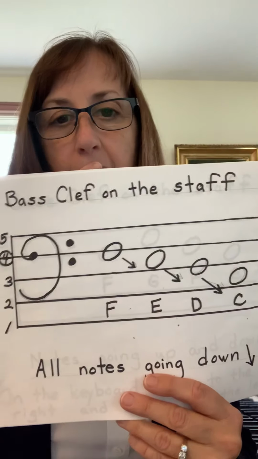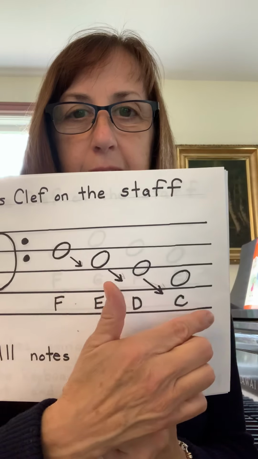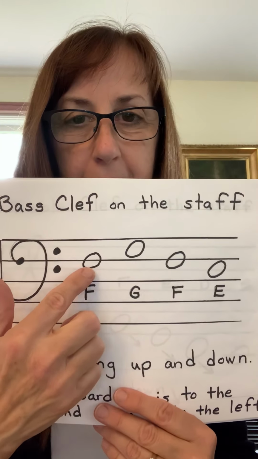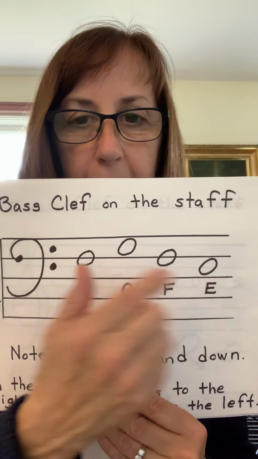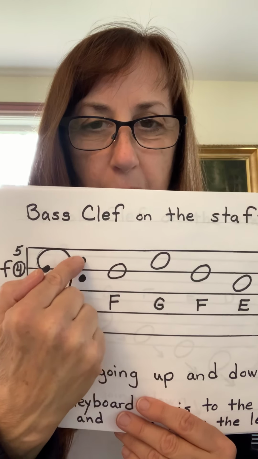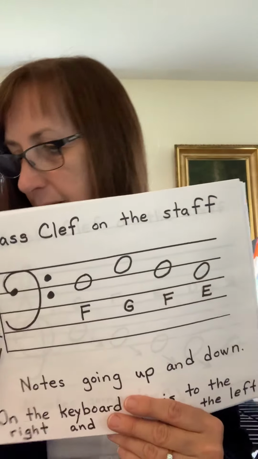Here's your bass clef with your notes going down. Let's say them. F, E, D, C. Bass clef, F, G, F, E. Notice the 4th line is your F line, the top dot space is G, and the bottom dot space is E.